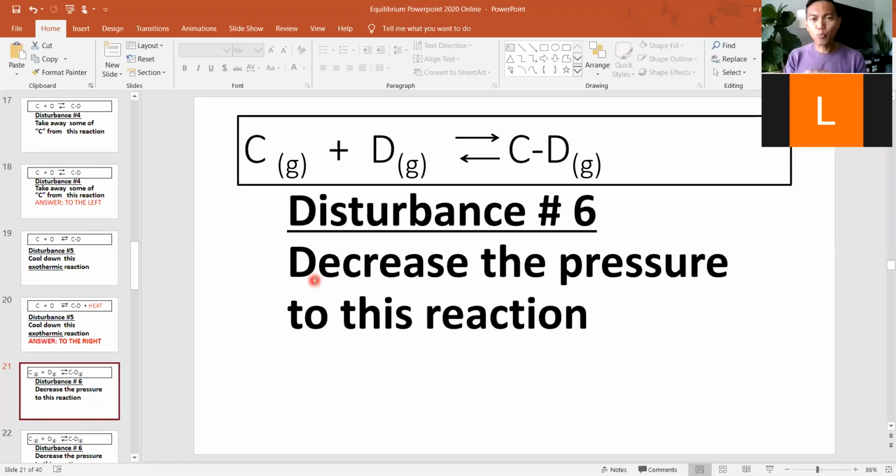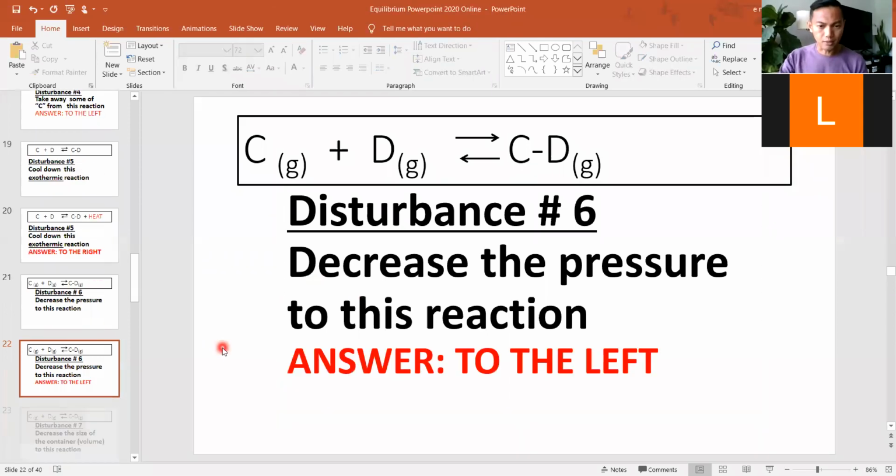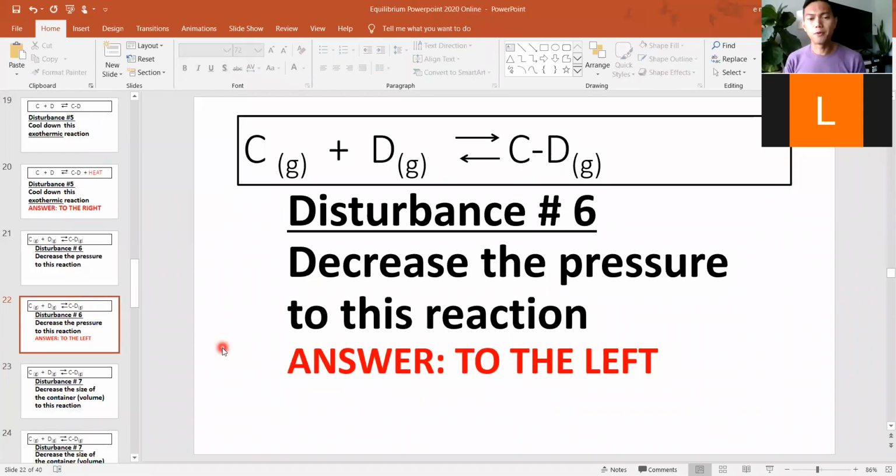So a decrease in pressure tends to go to the side where there's more moles of gas. Let me repeat that. Decrease in pressure tends to go to the side where there's more moles of gas. In which case, our answer for this is to the left.